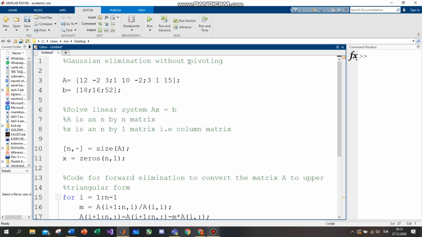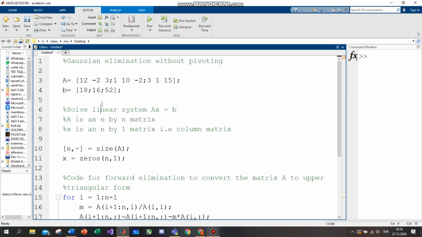And this is Gauss elimination without pivoting. First you go to the right side; this is the matrix definition. The coefficient matrix is 12, minus 2, 3, then 1, 10, minus 2, and the last row is 3, 1, and 15. The B matrix is 18, 16, and 52. The B matrix is the position vector.